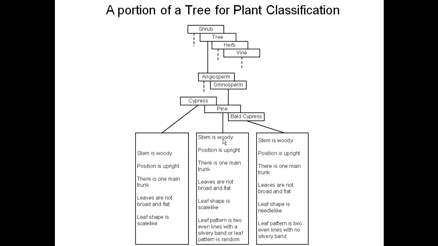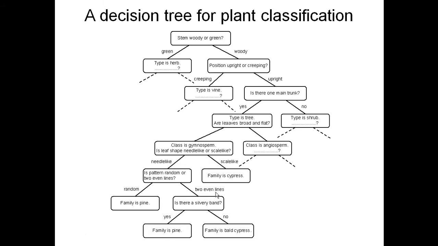So she says, is the stem woody? Her colleague says yes, because the colleague said yes before. Is the position upright? The colleague said yes, because the colleague said yes before. Is there one main trunk? The colleague says no, because the colleague said no before. And you can see what's going on here, all right? She's asking the same questions over and over again because the same attributes pertain to all the different families. So there's a much better way for her to do this.